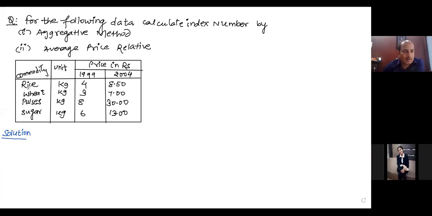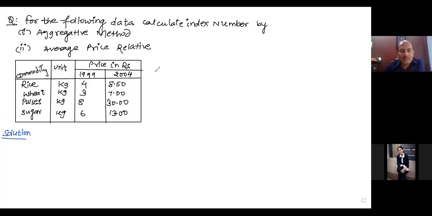Okay. So this is a question wherein we have to find the index number by two methods, that is the aggregative method and the average price relative method. The commodities given are rice, wheat, pulses and sugar, which are expressed in the unit kilograms. Price in rupees is given for the years 1999 and 2004.